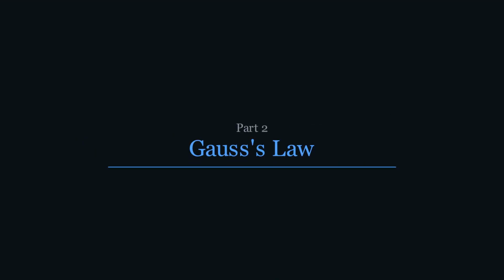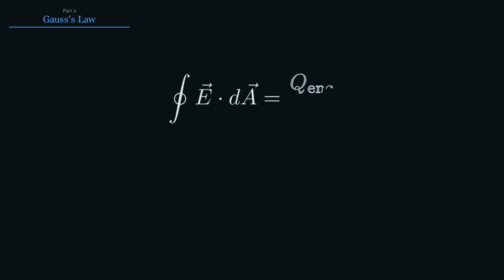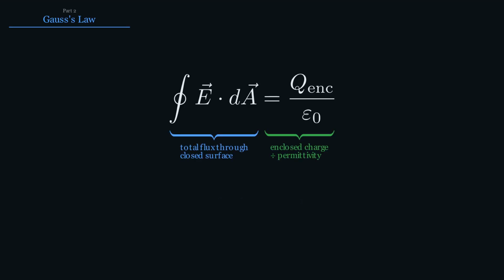Now for the main event, Gauss's law itself. Gauss's law says, the total electric flux through any closed surface equals the net charge enclosed by that surface, divided by epsilon naught. Epsilon naught is the permittivity of free space, about 8.85 times 10 to the negative 12. It's just a constant that shows up everywhere in electrostatics.